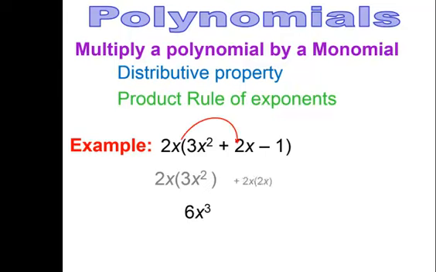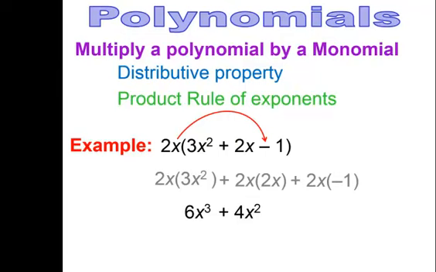You're going to take it and you're going to multiply it to the next term. So you end up having 2x times 2x. So keep in mind, you multiply the numbers together and then you have x times x. And they really have a power of 1. So when you add those exponents, you're going to end up with x squared. So you get 4x squared here. And then lastly, you multiply the 2x to that -1, and you're going to end up with minus 2x. So to simplify here, you needed to multiply the monomial to everything inside the parentheses.